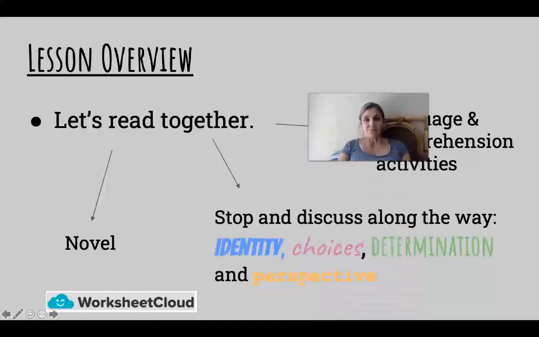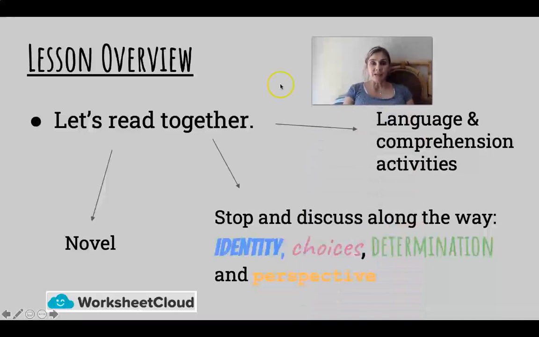We are going to read together. We're going to look at a specific novel. We're also going to stop and discuss along the way things to do with identity, choices, determination, and perspective. And obviously, as we read, we're going to look at language and comprehension activities. Things that you've done, like summarizing, we're going to put into practice as we read. We're going to look at figurative language: onomatopoeia, similes, alliteration, metaphors, looking in specific parts of the book and see if we can identify those figurative language devices.